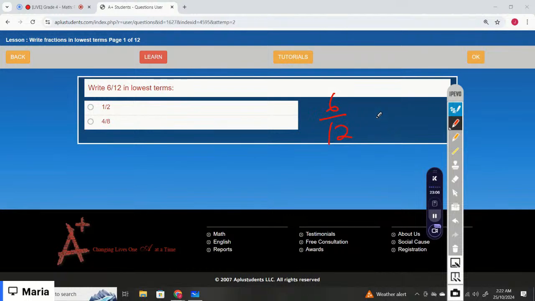You have to divide them by 6, right? Because 6 is the largest number that can divide. So 6 by 6 is 1 and 12, 6 times 2 is 12. The correct option is 1 by 2. You have to look for the largest number that can divide both numerator and denominator. So 6 is the number that can divide both.